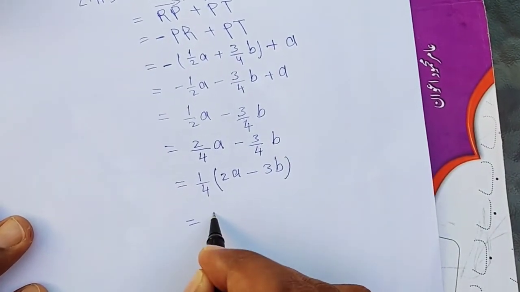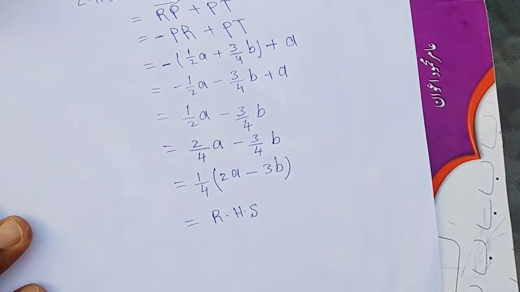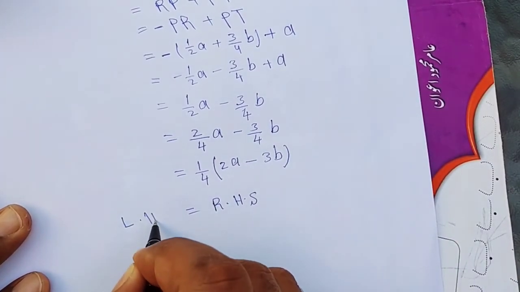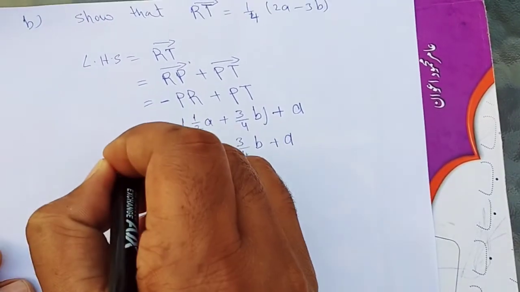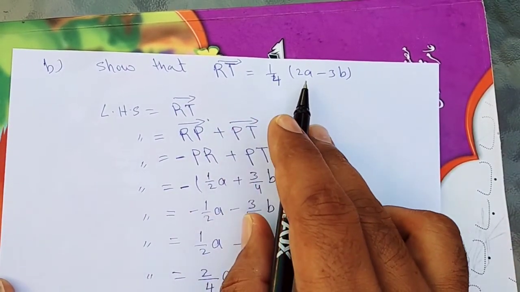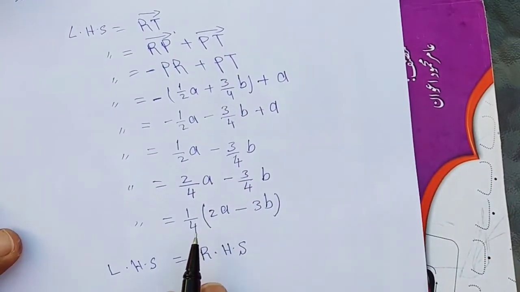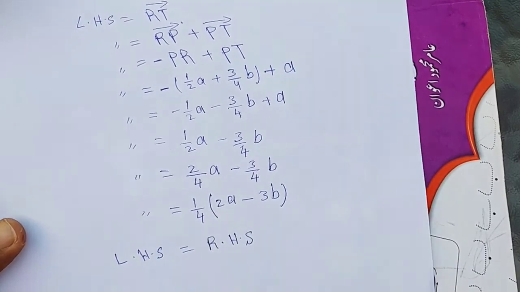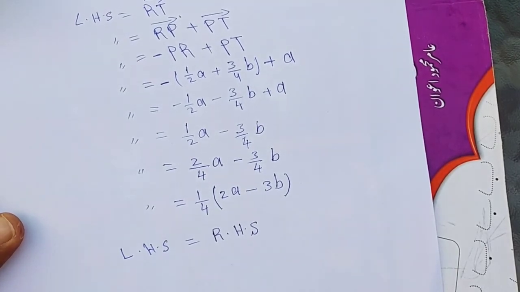So this is equal to the right hand side. So left hand side equal right hand side. What is left hand side? Left hand side is RT, that is equal to the right. What is right hand side? 1 over 4 into 2a minus 3b. So this is our answer. We proved it.